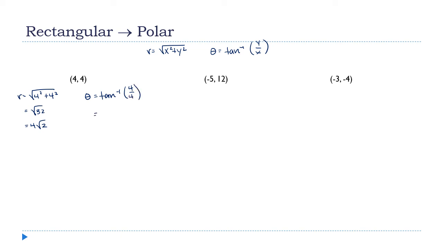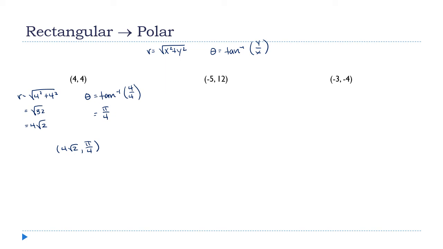Okay, good. Theta is the inverse tangent of 4 over 4, which is 1, right? So this one I know. I know that the angle whose tangent is 1 in the first quadrant, because that's where my point is, is pi over 4. So there's my point, 4 square root of 2, comma, pi over 4.